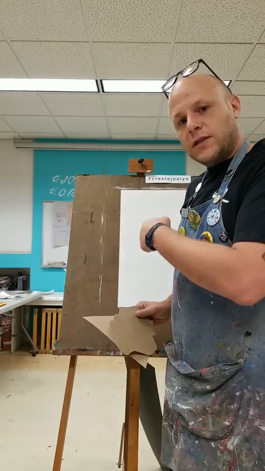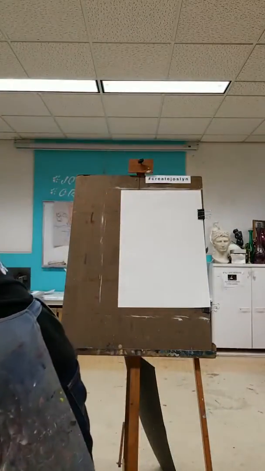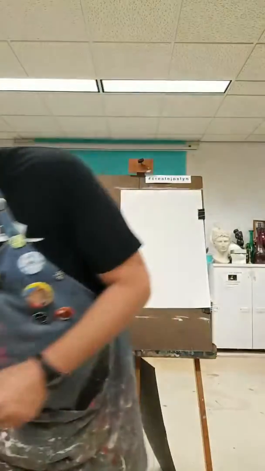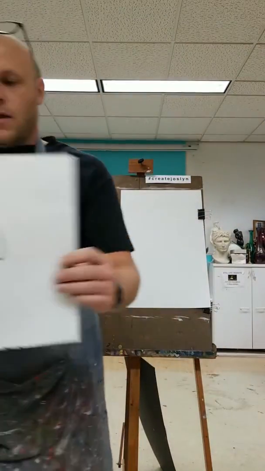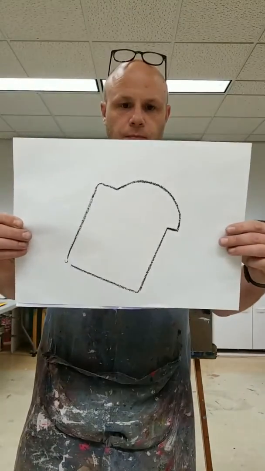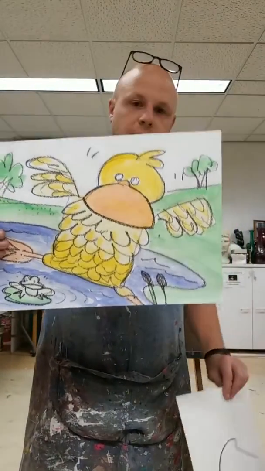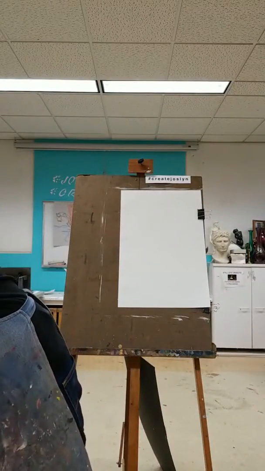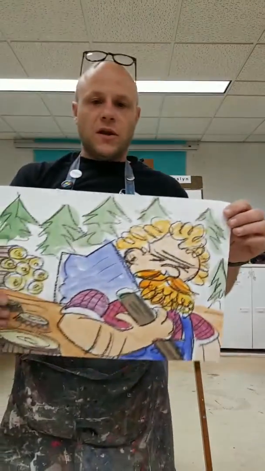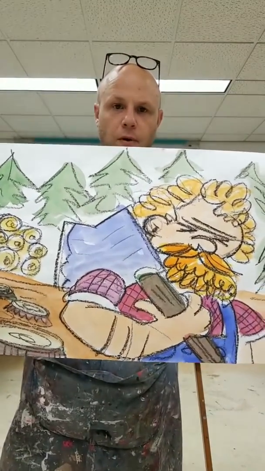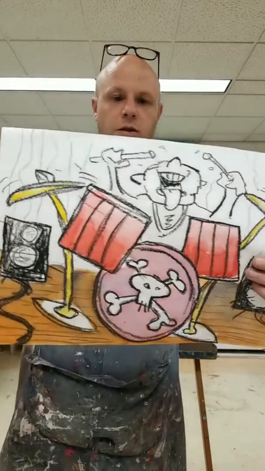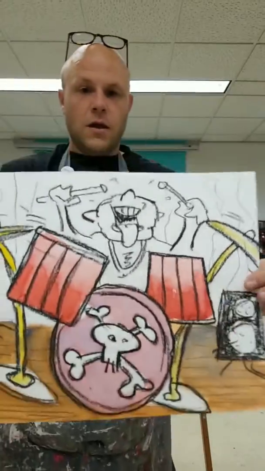How can I transform those two shapes to represent something I recognize, like maybe an Olympic swimmer? How can I take these two shapes and turn them into something maybe like a duck landing on the pond? How can I take those two shapes and maybe turn them into something like a lumberjack, big burly lumberjack? How can you take those two shapes and turn them into a young John Bonham?